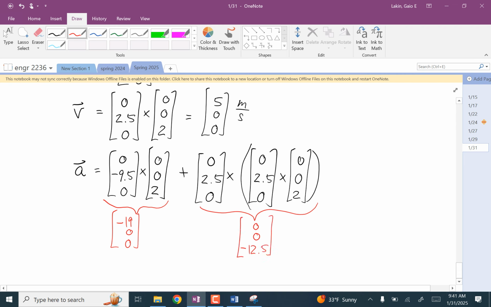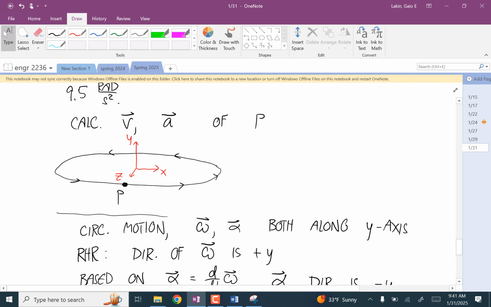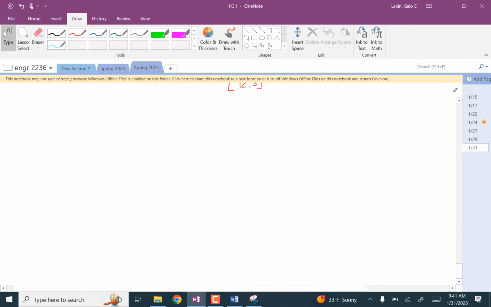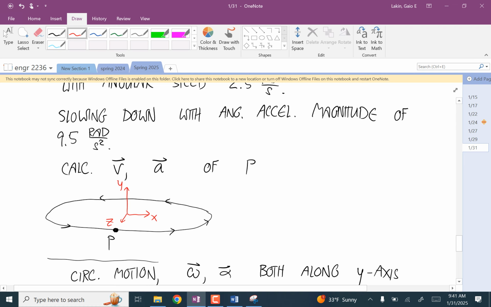So first, let's think about these two components and think about if that makes sense. So the tangential, this says, is in the negative x direction. Would we expect the tangential acceleration to be in the negative x? Yeah, it's slowing down, so it has to be opposite the velocity vector. And then the centripetal acceleration is in the negative z. Would we expect the centripetal to be in the negative z? Yeah, because going towards the center of the circular motion is negative z.